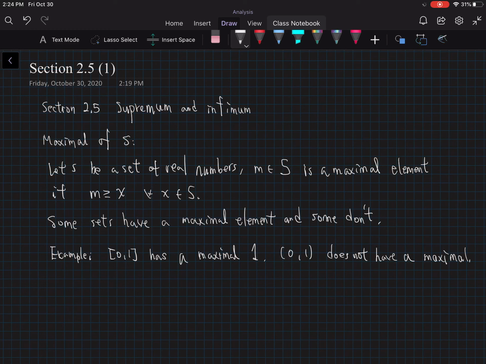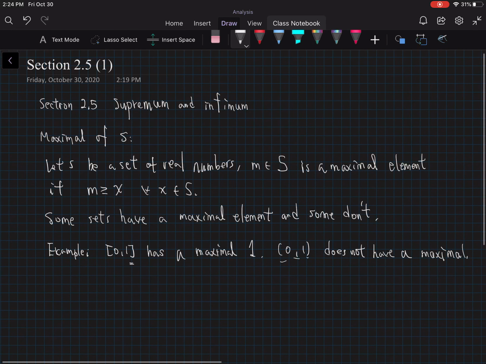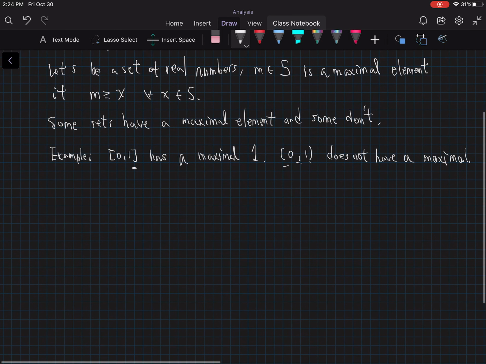From 0 to 1, if 1 is included, 1 is greater than or equal to all numbers between 0 and 1, including 1. However, in the open interval, which does not include the endpoint 1, we could not find a number that is greater than or equal to all elements between 0 and 1. So this set does not have a maximal. So we want to define something differently. Maybe you can have a maximum of a set, but not necessarily in the set.